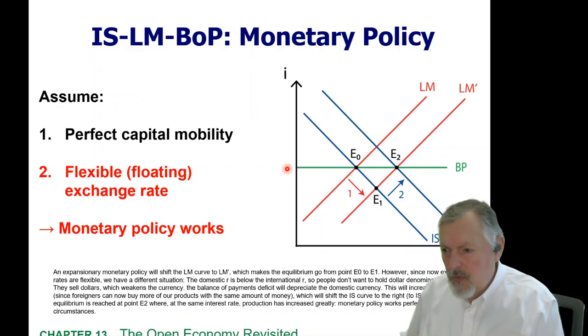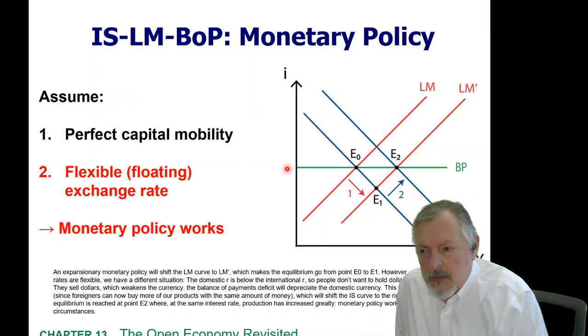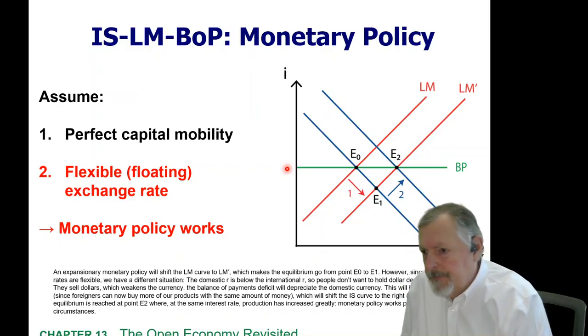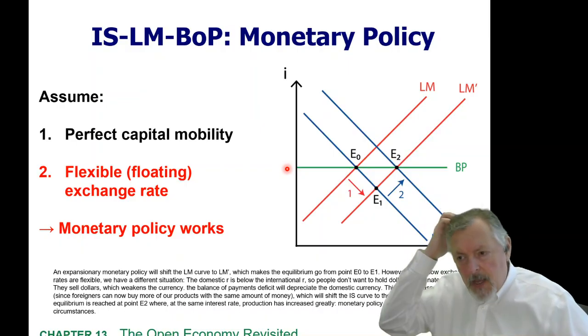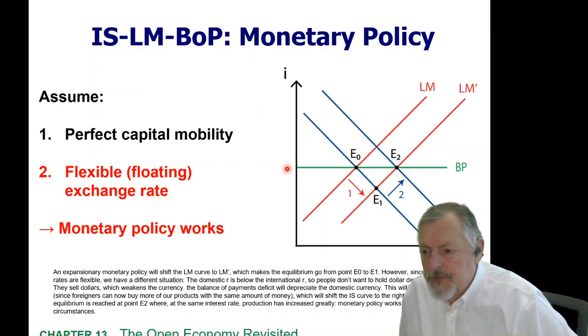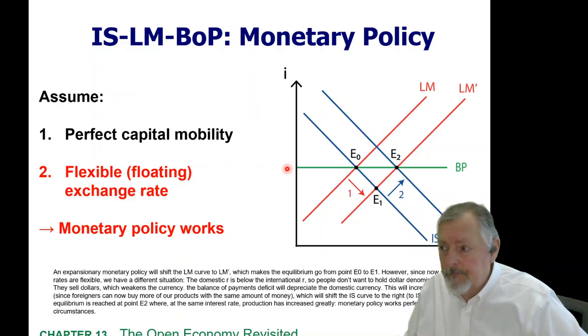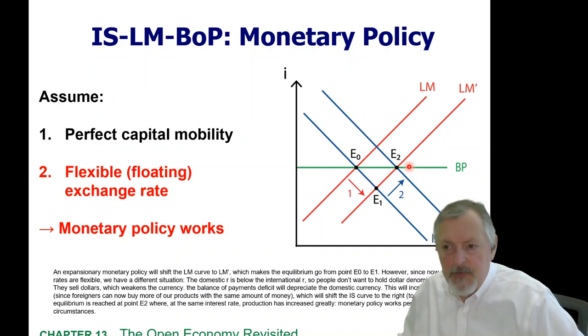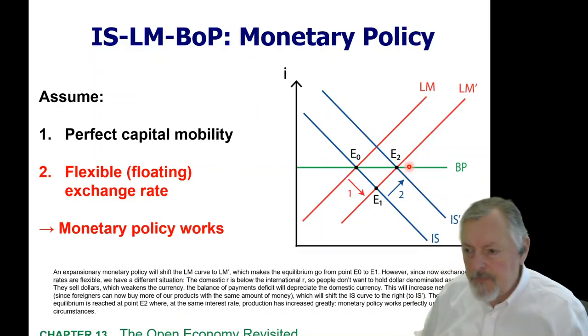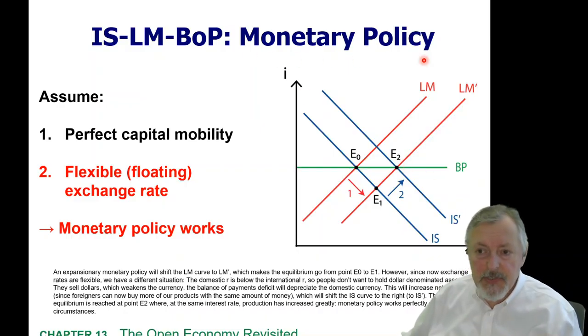So since the domestic rate is below the world rate, people don't want to hold assets denominated in our Hawaii dollars because they earn a very low interest rate on Hawaii investments. So everybody will sell dollars, but that will make the price of the currency, the exchange rate, go down. A cheaper dollar will increase net exports, since foreigners can now buy more of our products with the same amount of their currency. And because net exports rise, the IS curve will shift right from IS to IS prime. So the final equilibrium is not here at E1, it's at point E2. At the same interest rate, the world rate as we started with, but production has increased. This shows that if you have a flexible exchange rate, monetary policy does work.